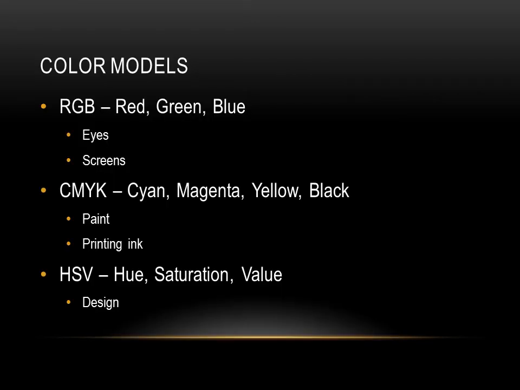Okay, color models. Red, green, and blue. This is what our eyes use. This is what our screens use. CMYK, cyan, magenta, yellow. This is subtractive. So we're cyan, we're absorbing red. Magenta, we're absorbing green and reflecting everything else. If you mix them all together, you should get black, but you don't really get black, so we add black on there to get that right. This is for paint. This is for printing.